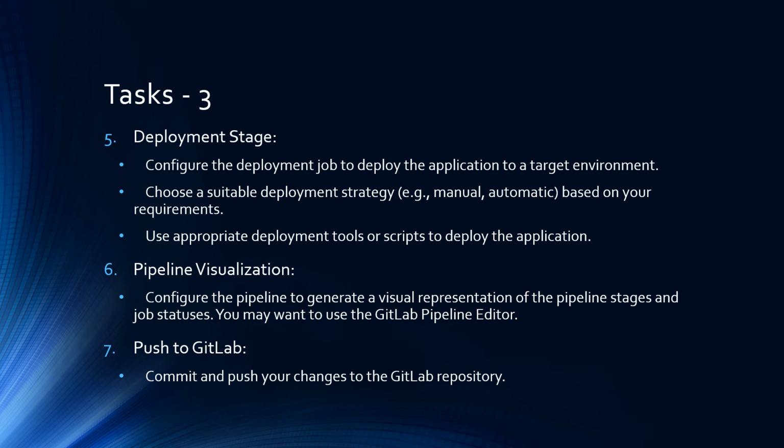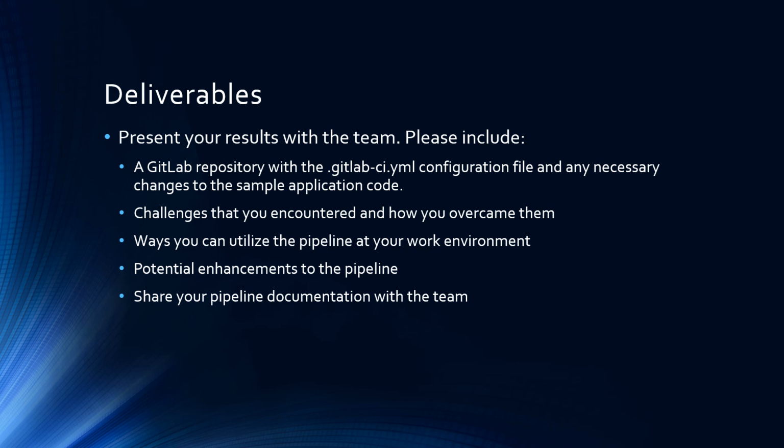This step is crucial as it triggers your pipeline, allowing you to see it in action and verify that all stages work as intended. The push operation makes your pipeline configuration available to your team and starts the automated CI/CD process. Your final deliverables, as outlined in the slides, include your GitLab repository with the complete GitLab CI YAML configuration.